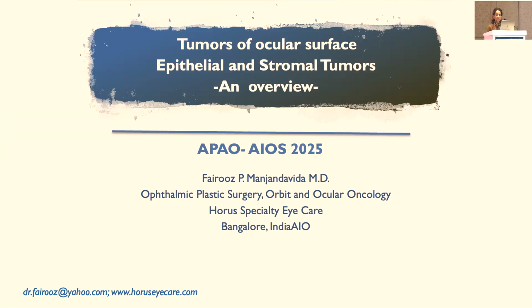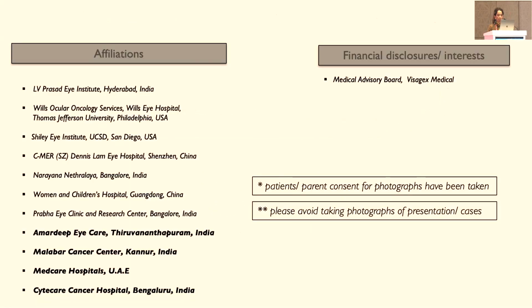I think ocular surface tumors are more important as far as a conference like AIOC is concerned, because it covers a whole spectrum which would be useful for a specialist in ocular oncology, anterior segment surgeons, as well as a general ophthalmologist. That's exactly the vision of this particular instruction course. I'm going to take you through the tumors of the ocular surface, epithelial and stromal tumors. These are my affiliations and my financial disclosures.